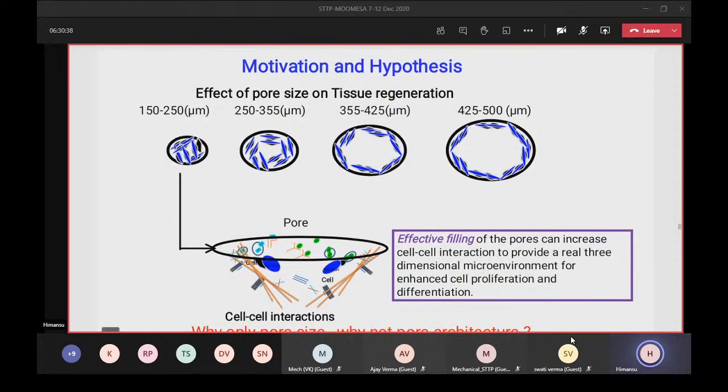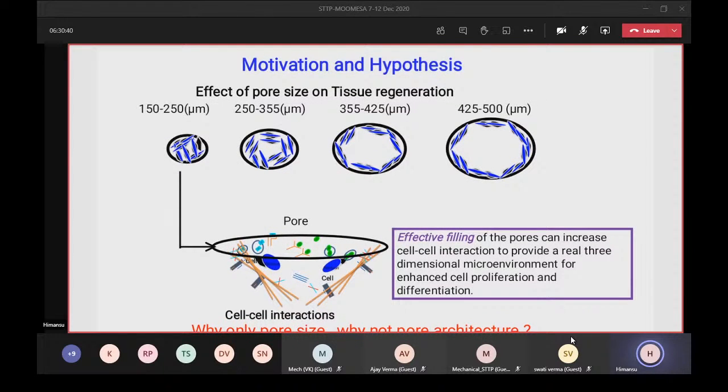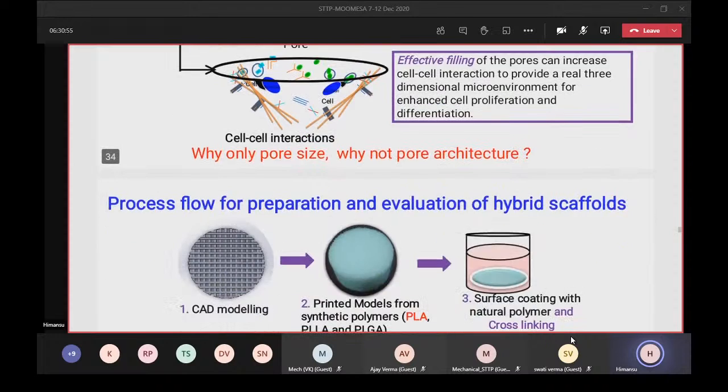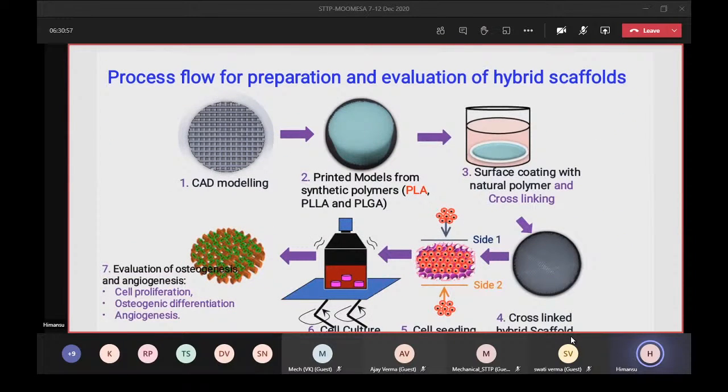This is the reason we prepared five different kinds of scaffolds with different pore architectures. We thought, why pore size, why not pore architecture? If it is triangular or hexagonal, why would the cells not behave differently with each other? Because their dimensions and everything could vary. So this is the hypothesis we work with.